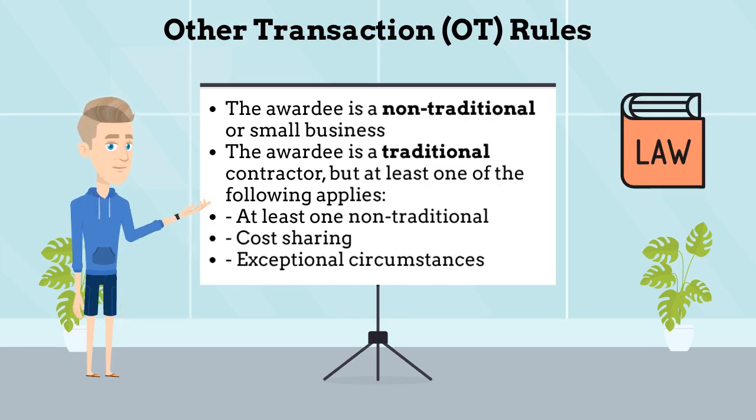What are the other transaction authority rules in general? Other transactions require a minimum of at least one non-traditional defense contractor participating to a significant extent in the project, or a cost-share be arranged. In accordance with the other transaction statute, this authority may be used only when one of the following is met. The awardee is a non-traditional defense contractor or a small business.